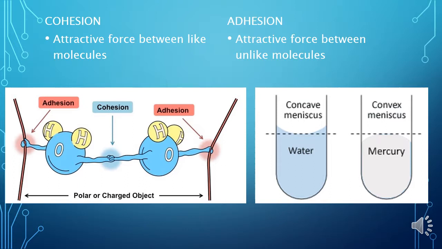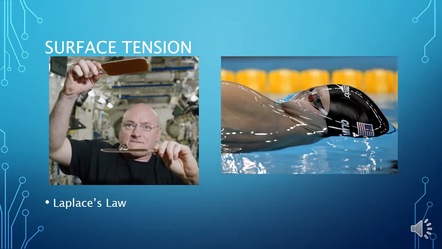Then when you have another element like mercury, cohesion's stronger. It's kind of hard to see here, it's gray on white, but on the right you can see it bows upwards, whereas the water meniscus bows downwards. So the water is concave, and the mercury is convex because it has stronger cohesive forces.